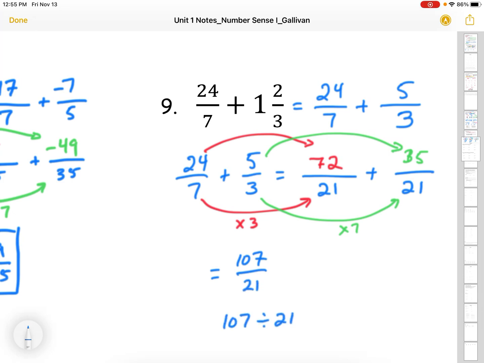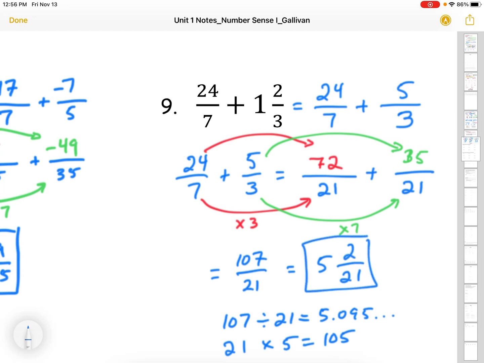To convert to mixed form, 107 divided by 21 is 5.095. Okay, so this will be 5, and then 21 times 5 equals 105. So I just have 2 left up top.